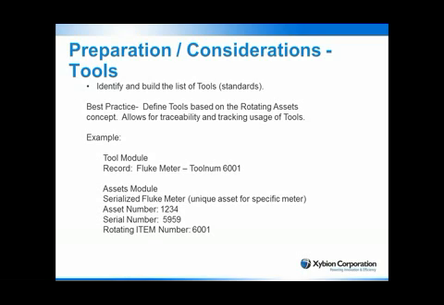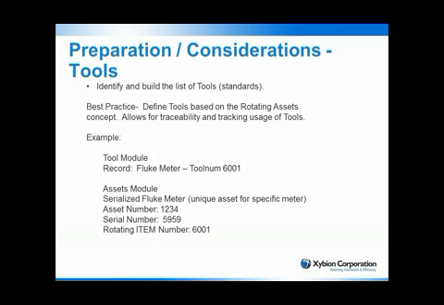We'll give some live examples in a little bit, but to give you a little flavor of this, if you're not familiar with how rotating assets work in Maximo, what would happen is in the tool module, you would create a high-level tool record, sort of a master record, say, for example, a Fluke meter. And you would also then have a unique identifier. Maximo is good at having unique identifiers. So in this case, we'll say 6001. That would be a unique tool number for a Fluke meter.